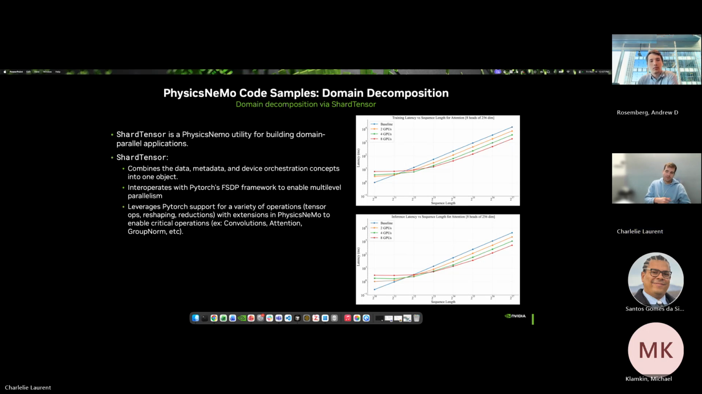But the reason for it is because in science applications, the bottleneck is not the model, because the models we have usually are not that big. They will fit on a single GPU. The real challenge in science applications is actually the size of the domain, right?